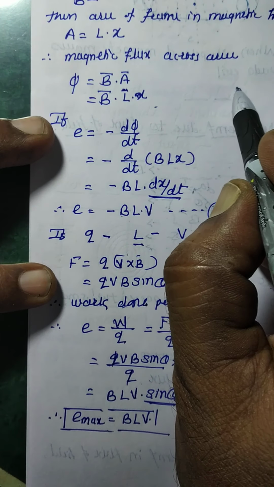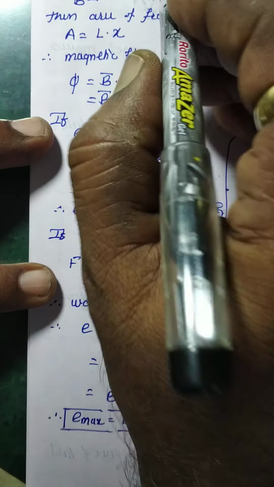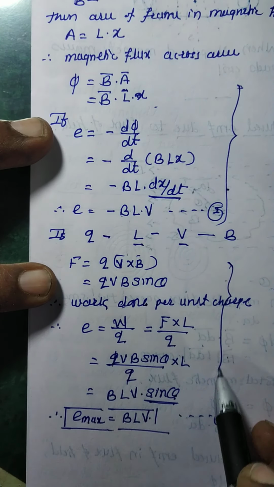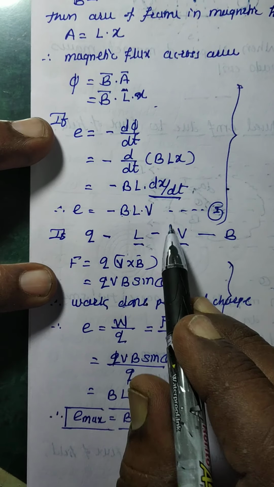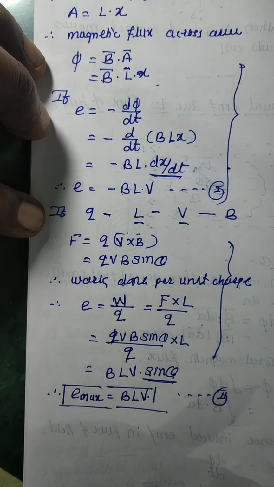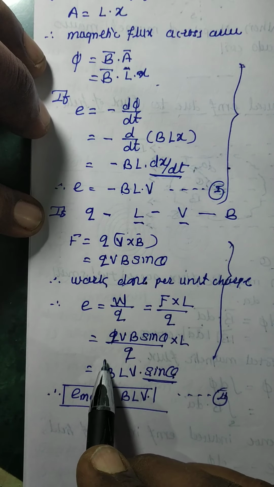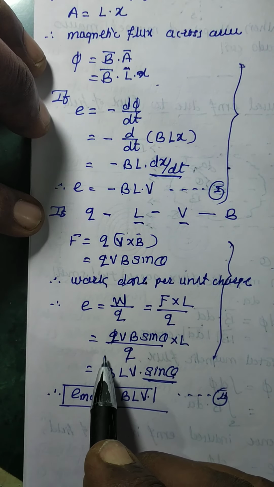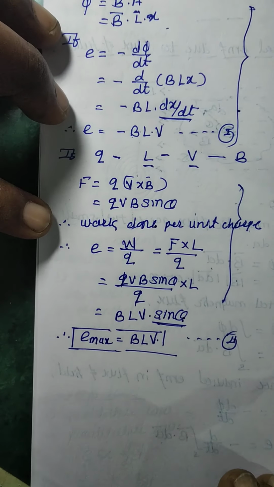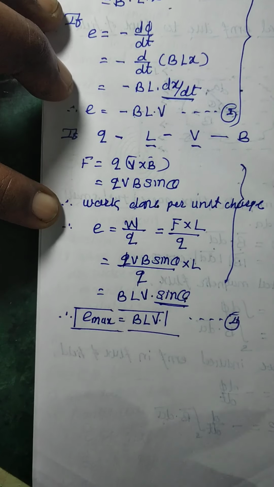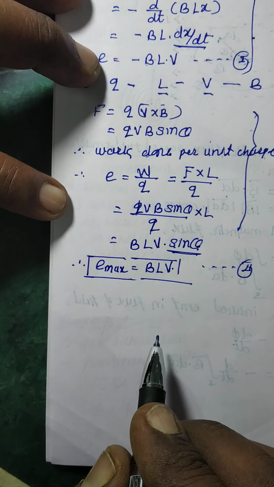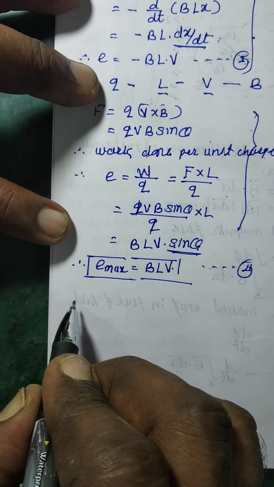What did we derive first? Induced EMF due to motion of conductor. Same induced EMF due to charge. From these two equations, whenever there is a change in magnetic field, an EMF is induced in this conductor. Now one more term, rotational motion of conductor.